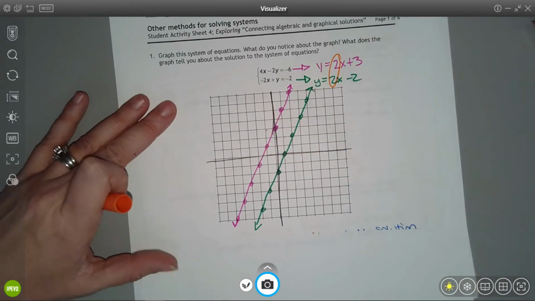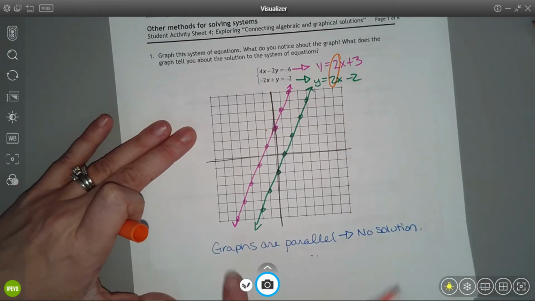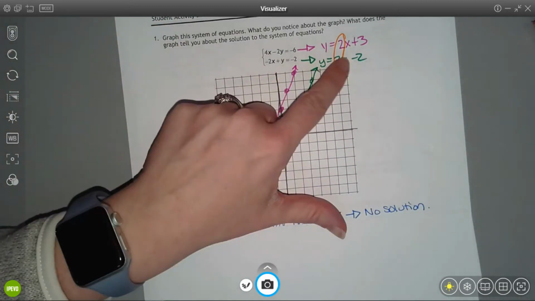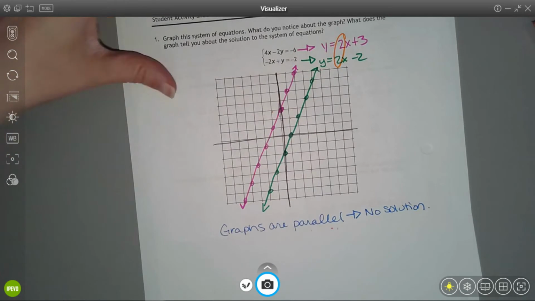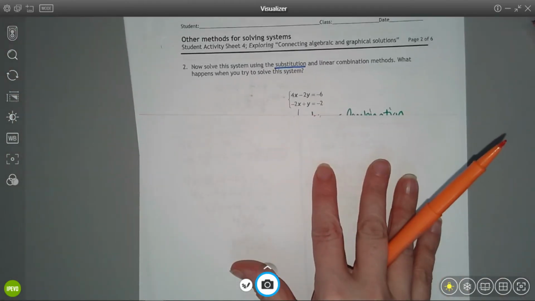Okay. What do we normally say about this? We call this no solution. When lines are parallel, there is no solution. Okay. But what happens if we don't solve this by a graph? If we have to solve this algebraically, there's two ways we could go about it.